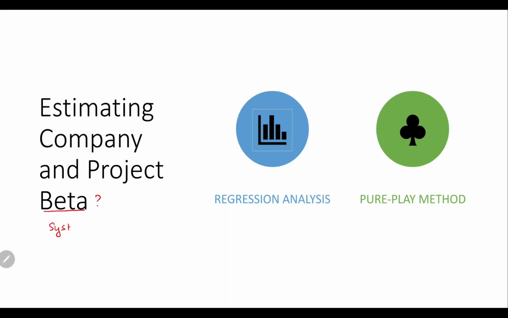Beta is a measure of systematic risk of a company or a project. And the systematic risks are those risks that cannot be eliminated despite any efforts. So then how do we calculate beta? Typically, beta is calculated or estimated using regression analysis. It is calculated by taking historical returns on a company's stock and regressing it over the market returns.